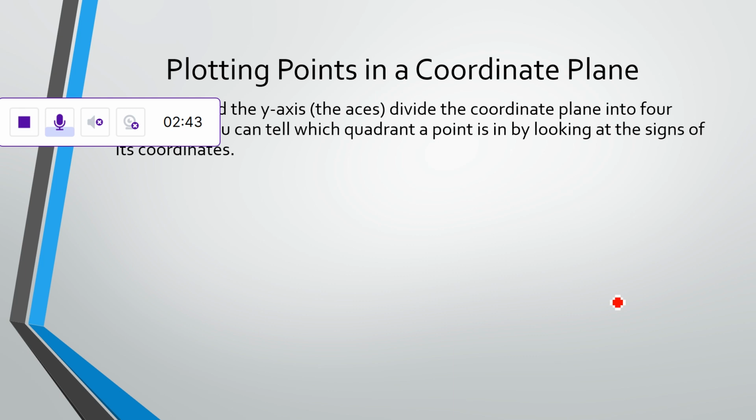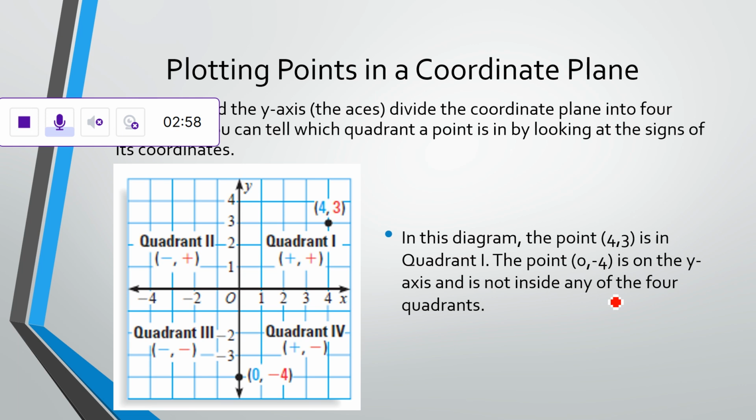The x-axis and the y-axis, the axes, divide the coordinate plane into four quadrants. You can tell which quadrant a point is in by looking at the signs of its coordinates. You have quadrants 1, 2, 3, and 4. In quadrant 1, you'll always have positive x and y values. In quadrant 2, you'll have negative x values with positive y values. In quadrant 3, it's all negative. And finally in quadrant 4, it'll be positive x values and negative y values.